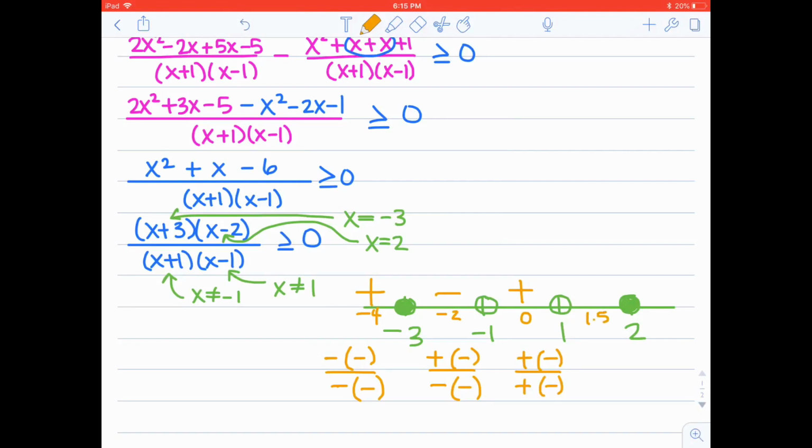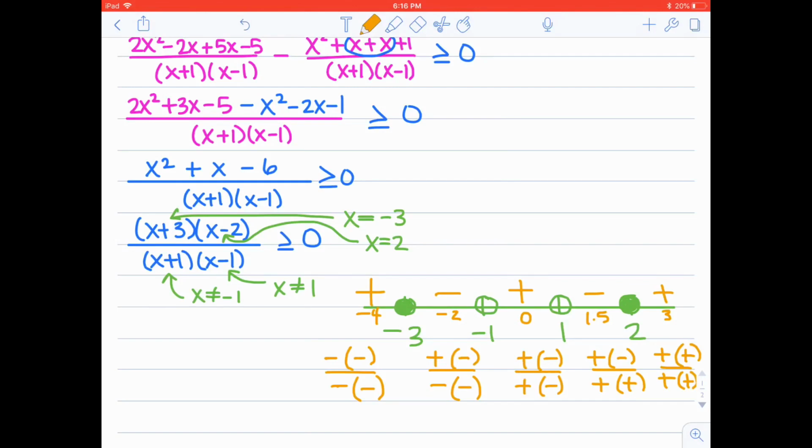1.5 is a number between 1 and 2. So 1.5 plus 3 is positive, 1.5 minus 2 is negative, 1.5 plus 1 is positive, and 1.5 minus 1 is also positive. So that's negative. And something bigger than 2 is like 3. 3 plus 3 is positive, 3 minus 2 is positive, 3 plus 1 is positive, 3 minus 1 is positive. So that's definitely positive.